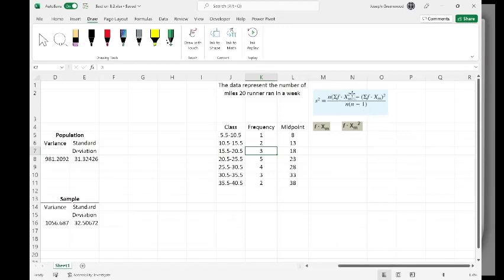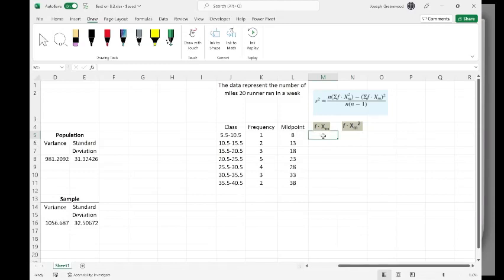So here's what we're going to do. We're going to start right here. I have the sum of f times x squared. Oh, but look at how it says x sub m. That's my midpoint. So first we have f times x sub m, and then you sum all of that together, and then you square that value. So how do we accomplish that? Let's take a look first at this f times x sub m. F is my frequency, x sub m is my midpoint.